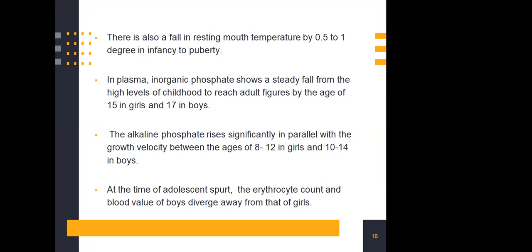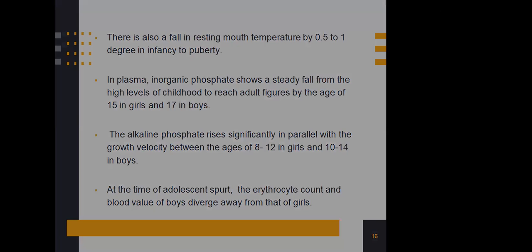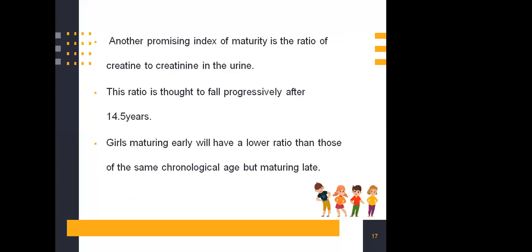The alkaline phosphatase rises significantly in parallel with the growth velocity between the ages of 8 to 12 in girls and 10 to 14 in boys. And at the time of adolescence, the erythrocyte count and the blood value of boys start to diverge away from that of girls. Another promising index of maturity is the ratio of creatine to creatinine in the urine. This ratio is thought to fall progressively after 14.5 years, and girls maturing early will have a lower ratio than those of the same chronological age but maturing late.